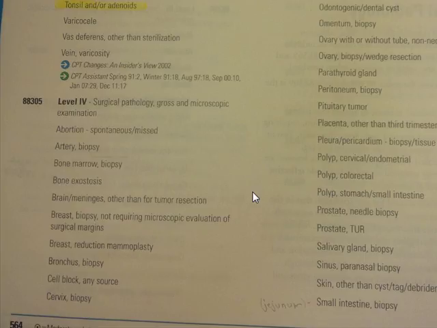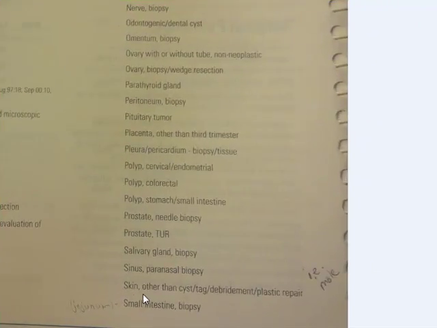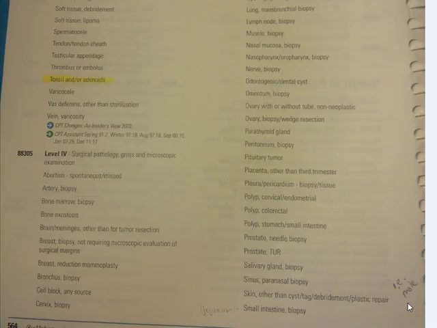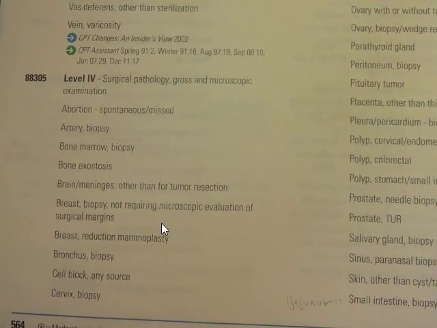Now for the secondary CPT code for the left breast mole, we're going to look again under the gross pathology specimens, gross and microscopic. We're looking under 88305 right now, and we see skin other than cyst, tag, debridement, or plastic repair. This would be where our mole would be described. So we're going to stick with 88305, the surgical pathology gross and microscopic exam for the left breast mole right here. So that's our secondary CPT code, and you did it. Don't forget, what are we supposed to add for that modifier? 26, you're right.